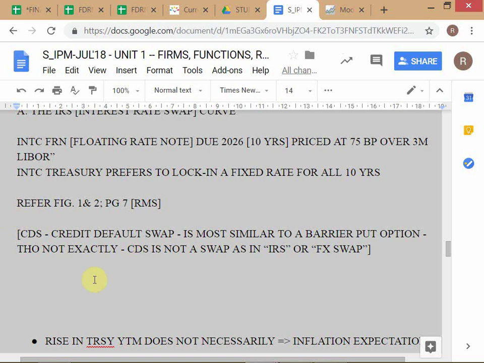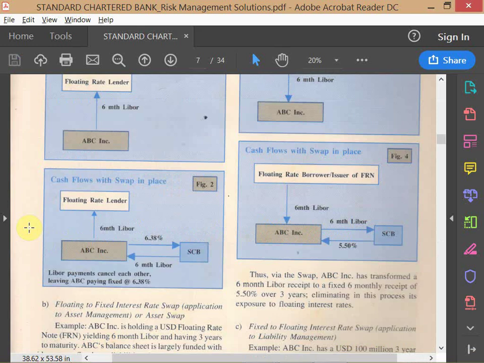So now, they've done this IRS and come up with this situation. Everybody's understood this situation. So let's say now Intel is slightly worse than a AA credit because they had to pay 75 basis points over LIBOR. If they were a pure AA credit, they would have paid flat LIBOR. That's called LIBOR flat, when the basis point margin is 0.